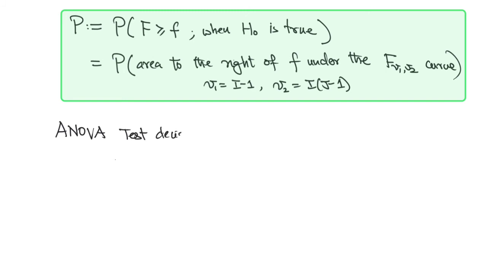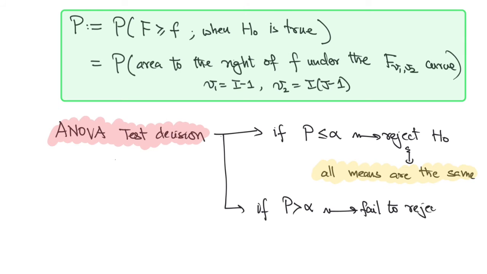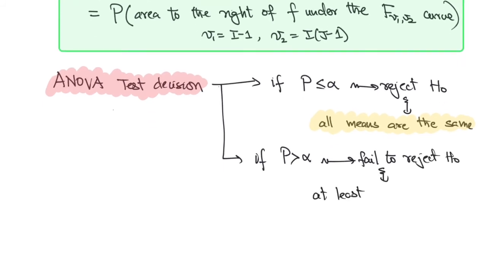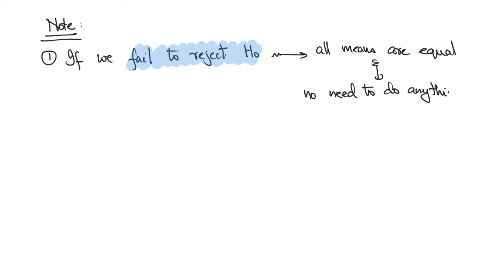Once we have calculated the p-value, the ANOVA test decision will be: we reject the null hypothesis, that is to say that all the means are the same, if the p-value is less than or equal to a predefined significance level alpha, or we fail to reject the null hypothesis if the p-value is bigger than alpha, which means that at least two means are different. Now note that if we fail to reject the null hypothesis, we are saying that there is no evidence, or the evidence provided suggests that all the means are equal. In this setting, we don't need to do anything more.